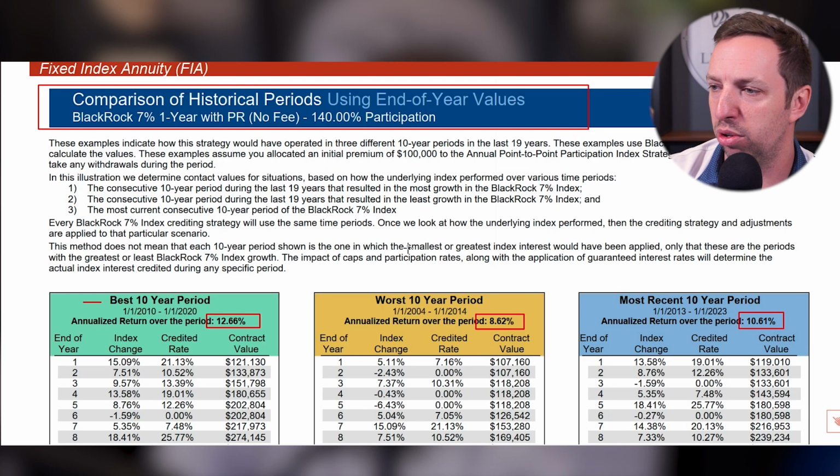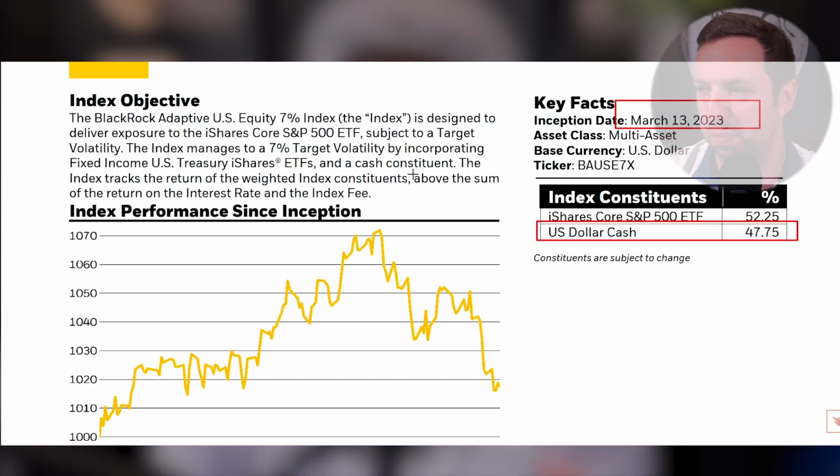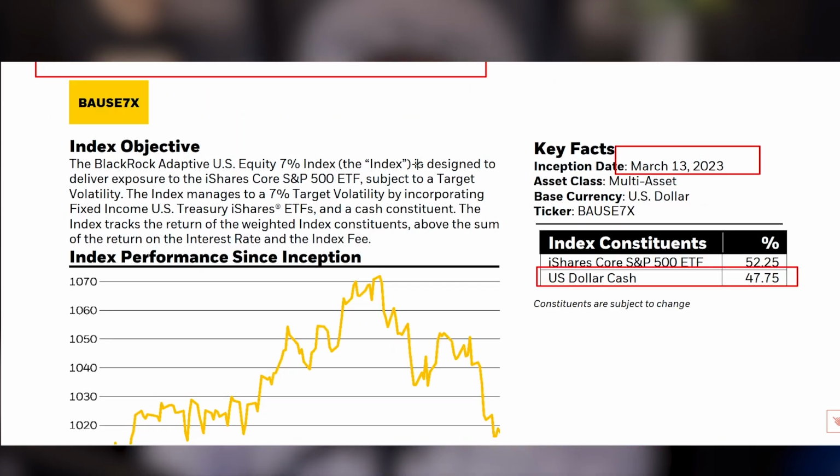Now, I just quoted you all those awesome returns, 12.66, 8.62, 10.61. Here's what you need to know about this BlackRock index, the inception date. The inception date is March of 2023. So there's no way that this account has a best 10-year, a worst 10-year, and a most recent 10-year. It doesn't have any 10-year track record. It has a 10-year back test, which simply means if this account had existed, it did not. But if it did exist, this is how it would have performed. Well, that's kind of like giving a test and also providing the answers at the same time, and everybody scores a great score. Imagine how that works.